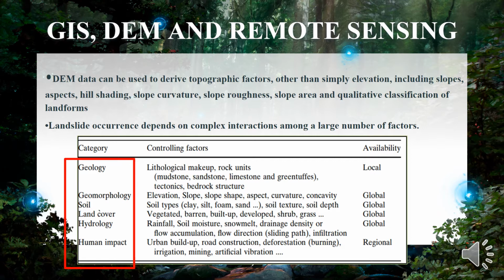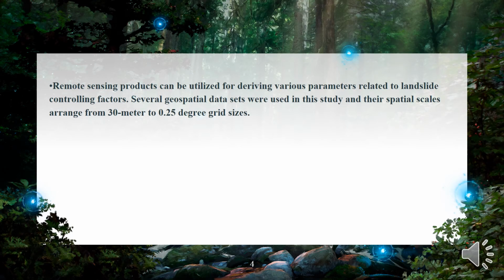Landslide occurrence depend on complex interaction among a large number of factors. In the red box below is the factors, which is geology, geomorphology, soil, land cover, hydrology, and also human impact. Remote sensing product can be utilized for deriving various parameters related to landslide controlling factors. Several geospatial data sets were used in this study, and their spatial scales range from 30 meter to 0.25 degree grid sizes.